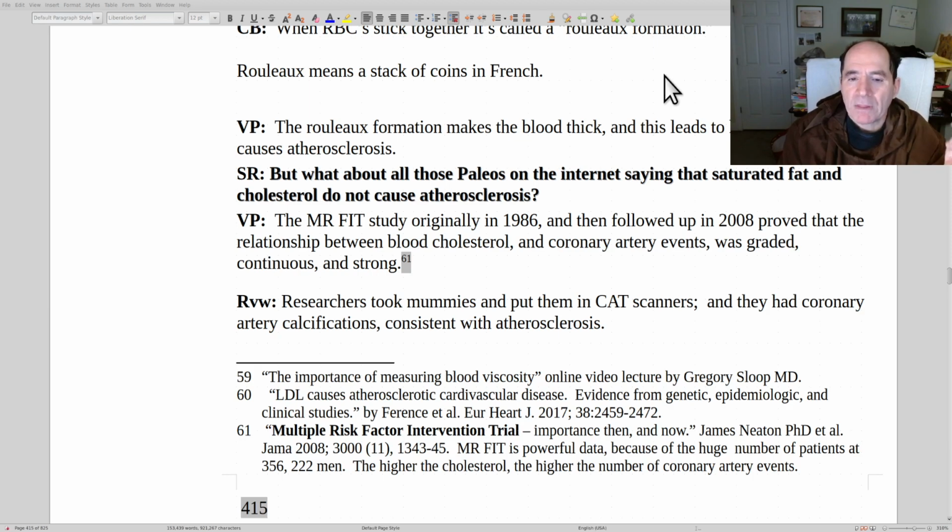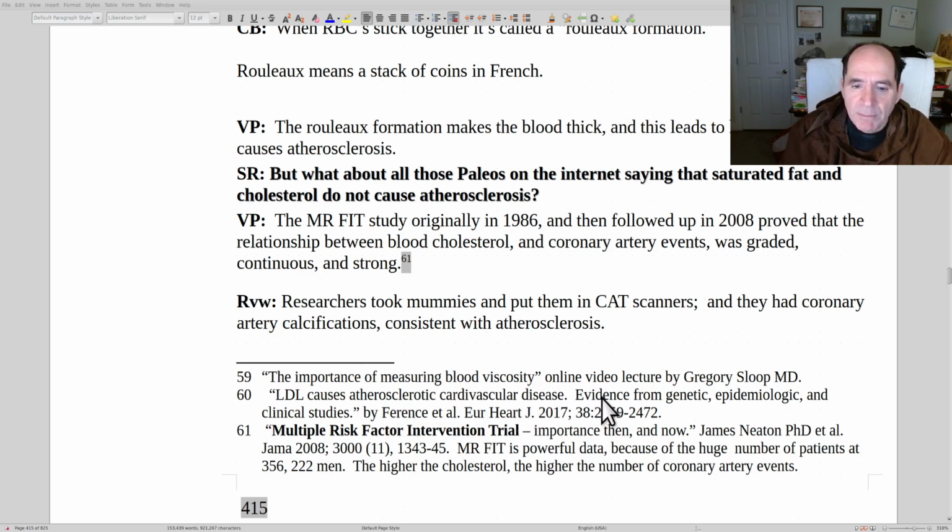So anyways, there's been tons and tons of studies, going back to Ancel Keys in the 1950s, showing that elevated blood cholesterol is associated with increased cardiac events. There was one big study called the MR. FIT study, originally in 1986, with a follow-up version in 2008. It just showed the higher the blood cholesterol, the more coronary events people had. Researchers have also shown the mummies of the rich people who were able to eat the high-fat, meat diets had coronary artery and thoracic aortic calcifications.